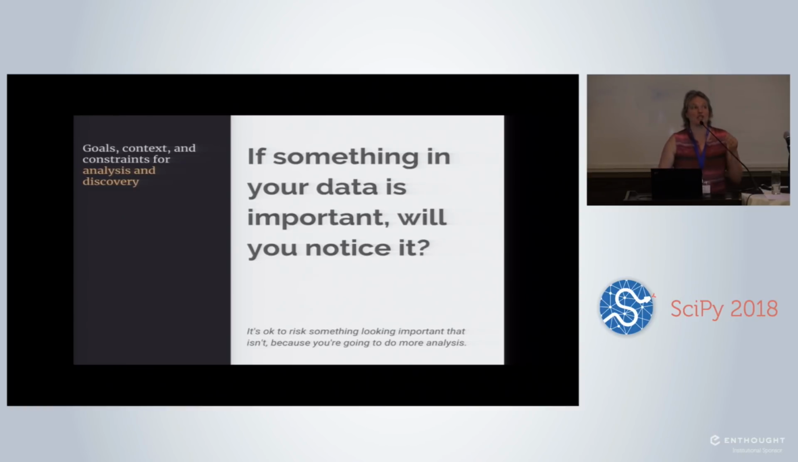I especially want to point out two of these. If something in your data is important, will you notice it? In particular, for science, this is so important. You don't want to overlook that, like the nugget of discovery. And it's okay to risk something looking important that isn't, because you're going to do more analysis afterwards. You're not done at this moment.